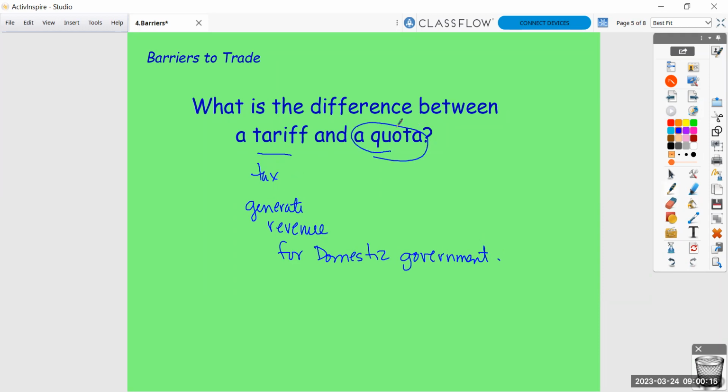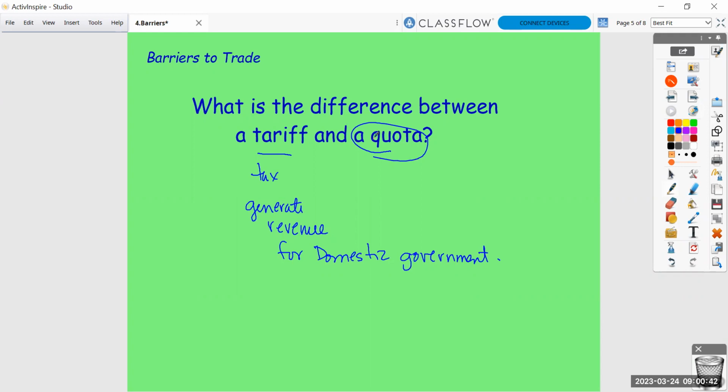The quota only limits the amount coming in. So the only people who are going to benefit from this are the producers and their workers. Where a tariff still is going to benefit the producers and their workers, but it's also going to benefit the domestic government because the domestic government will be able to use these taxes for some of their programs.